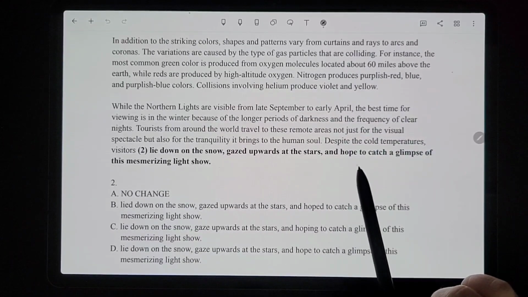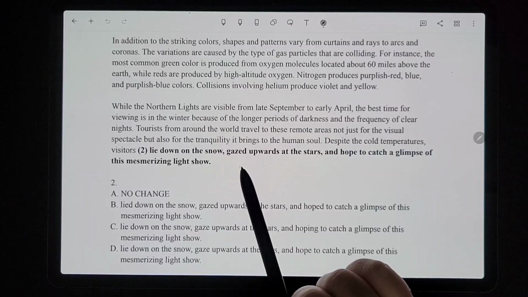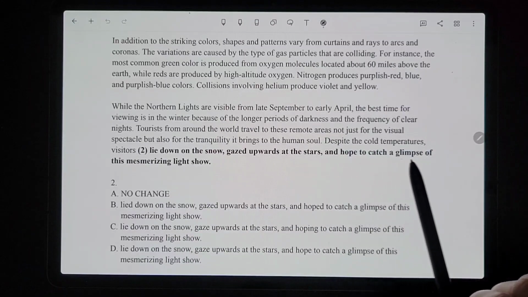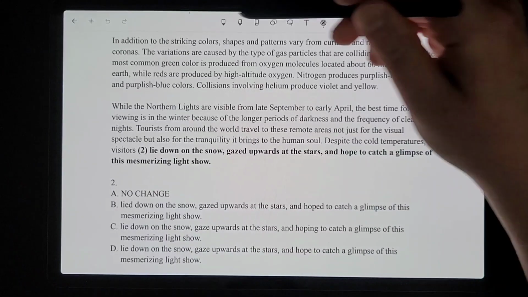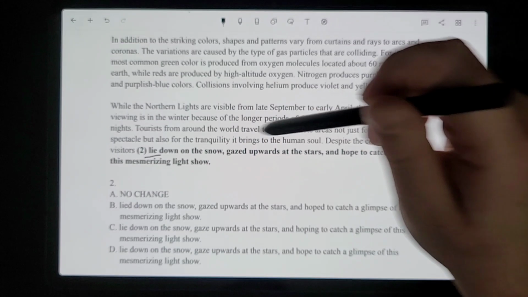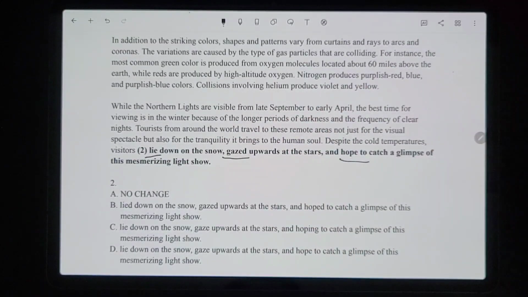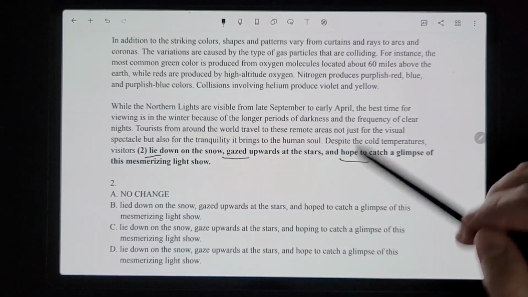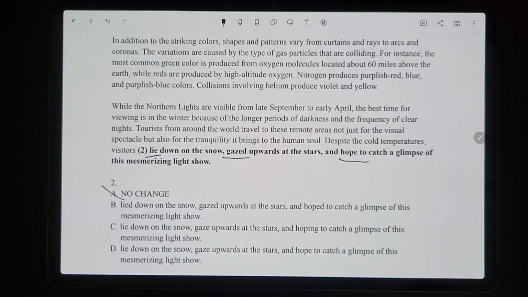So it's referring to this bolded portion. Despite the cold temperatures, visitors lie down on the snow, gazed upwards at the stars, and hoped to catch a glimpse of this mesmerizing light show. So we have lie down, gazed, and hope. So that's mixing up verb tenses, which we don't want. Remember the verb tenses, it can't just be that it's all verbs, it has to be the verb tenses match also. So it can't be that one.